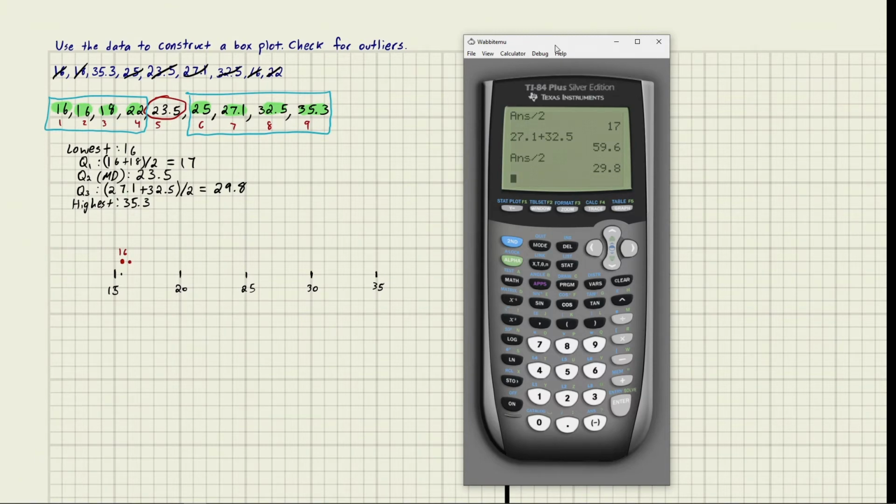Actually, I can do this right on it since we counted by 5s. This will be 16. And this will be 17. All right. And I'm going to write these numbers a little higher. You'll see why in a second. 16, 17. Next, our quartile, the median, 23.5.